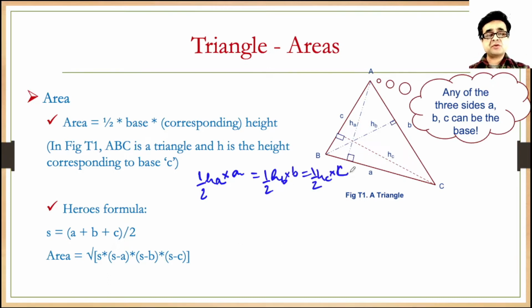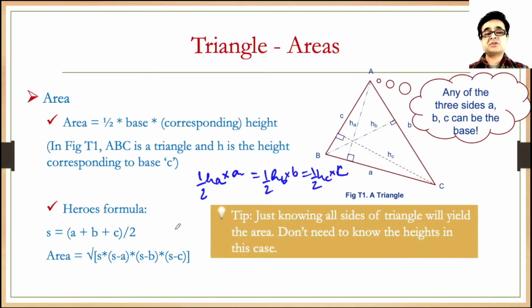There is also another formula for triangles, and that is dependent only on the sides, not on the height itself. And that is called Heron's formula, which is root of S multiplied by S minus A multiplied by S minus B multiplied by S minus C. What is S? S is nothing but the perimeter of the triangle divided by 2.